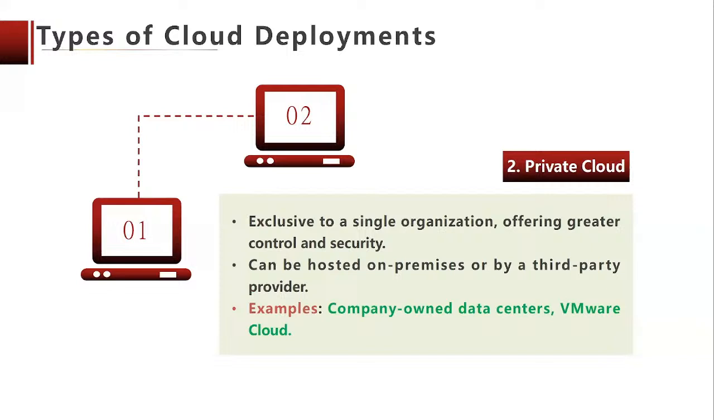Second is the private cloud. So simply, private means it is private. It is exclusive to a single organization, offering greater control and security, and it can be hosted on premises or by a third-party provider. For example, company-owned data centers, VMware clouds, and the virtual machines in Azure. So in Azure, VMwares are there for the private cloud.